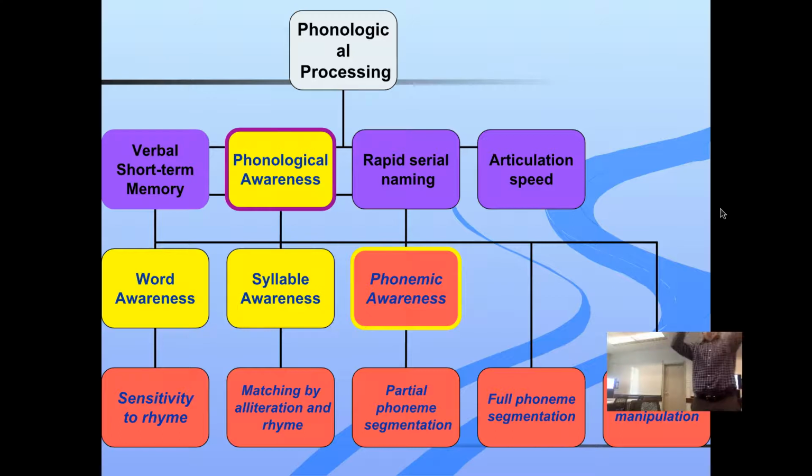So here's a look at all of the phonological processing elements. It's talking about your verbal short-term memory, your phonological awareness, your rapid serial naming of letters, articulation speeds or sounds, and then that gets broken down into word awareness, starting with rhyming. Phonemic awareness is that subset of skills under this much larger umbrella. They learn these as a progression. You can't manipulate a phoneme if you're not sensitive to rhyme, right? And we can play the different kinds of progressions.